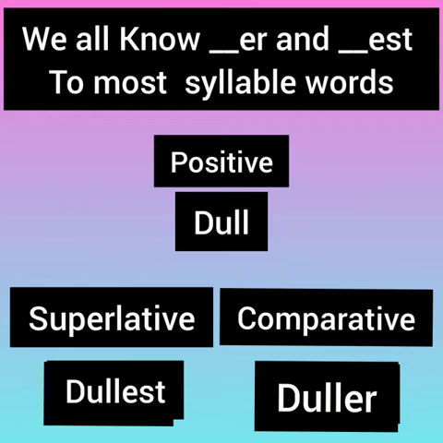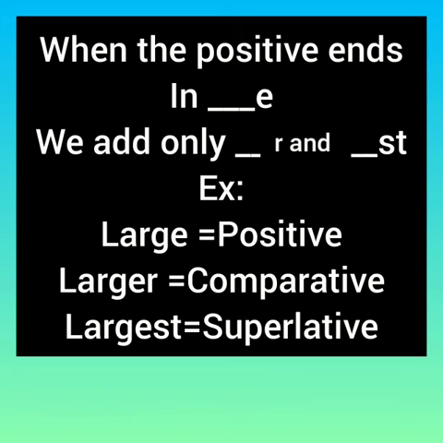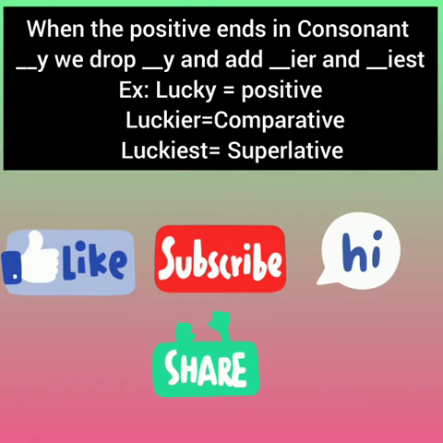And the next point is, when the positive ends in e, like large, we add only r or st. For example, large, larger, largest: positive, comparative, superlative.